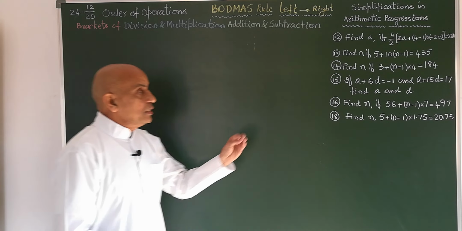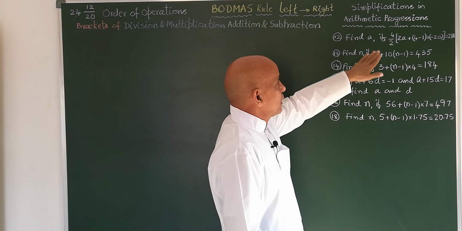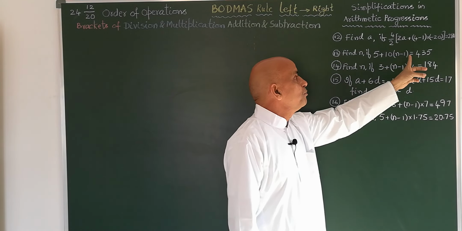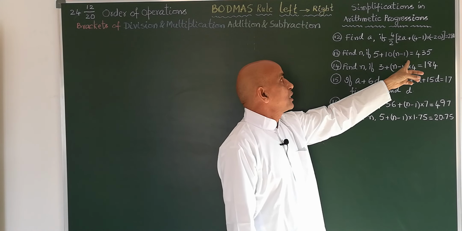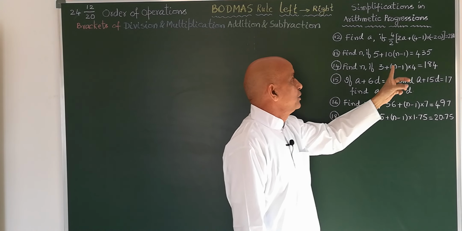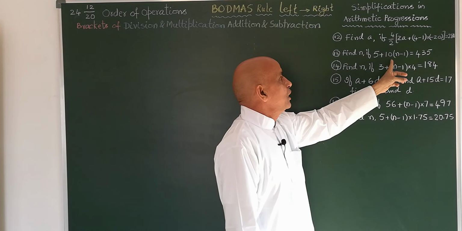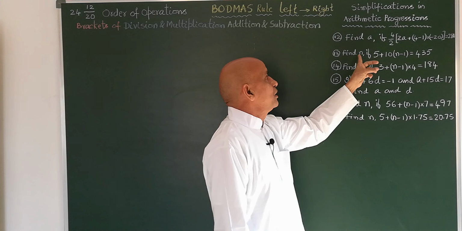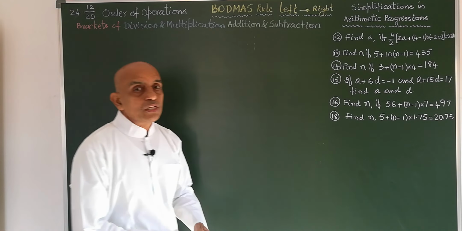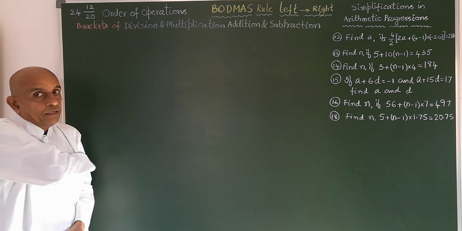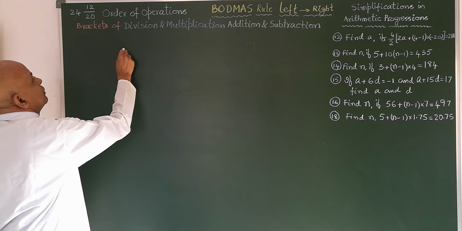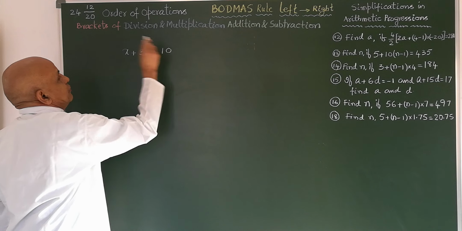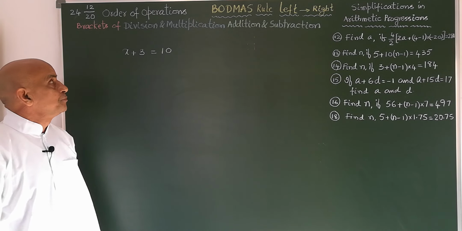Now, in simplifications, you will come across some problems where you will have an unknown. This is also a simplification problem which has come in the chapter arithmetic progressions. So, this is 5 plus 10 into n minus 1 is equal to 435, where we have to evaluate the value of n, that is unknown. For example, suppose you have x plus 3 is equal to 10, a simple equation I take.